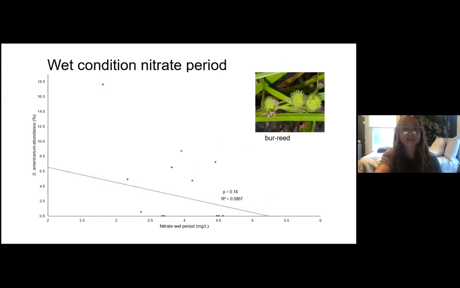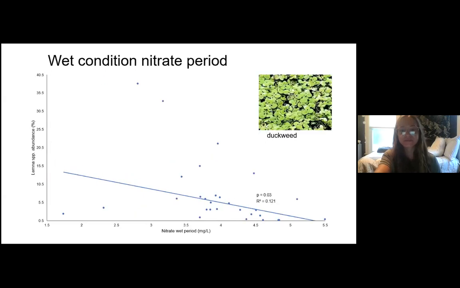Another variable was Spargadium americanum. This also showed a negative relationship with nitrate concentrations, so its abundance appeared to decrease as nitrate concentrations increased. And finally, the Lemna species were also found to have a negative relationship with nitrate concentration.